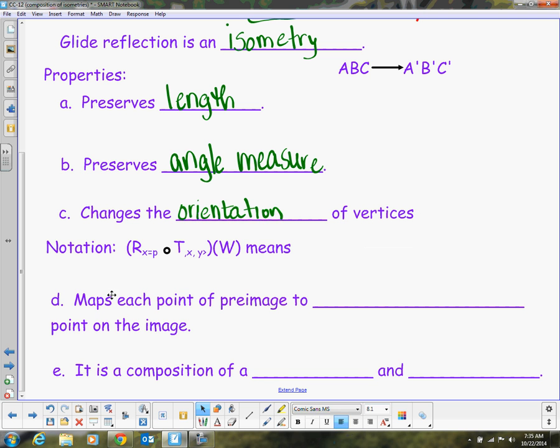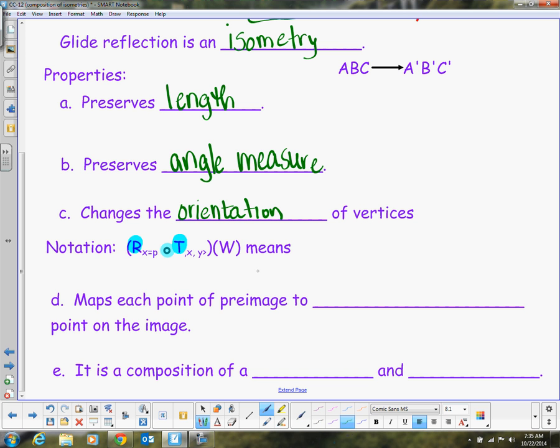You ready to look at notation? Okay, so let's look at this. Capital R means what? Reflection. Capital T means what? Translation, and this means composition. Now, when we do this, we always work from the right to the left. Consider this inside to the outside. Do you see how the T is sandwiched between this parenthesis of W and that R? That's the inside. So we start with the inside, we work to the outside.